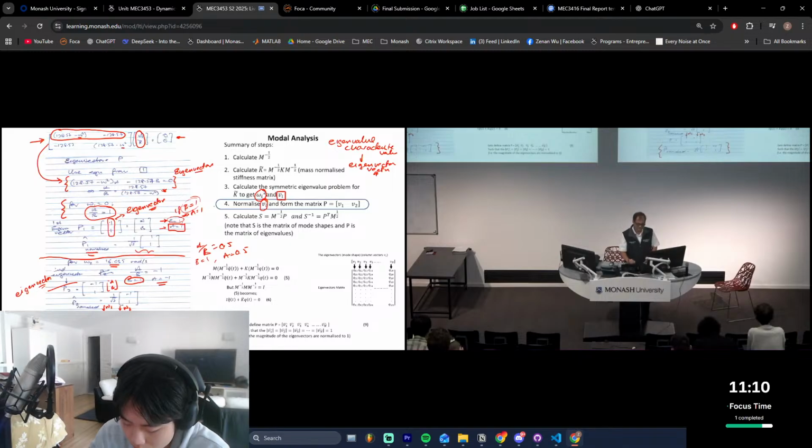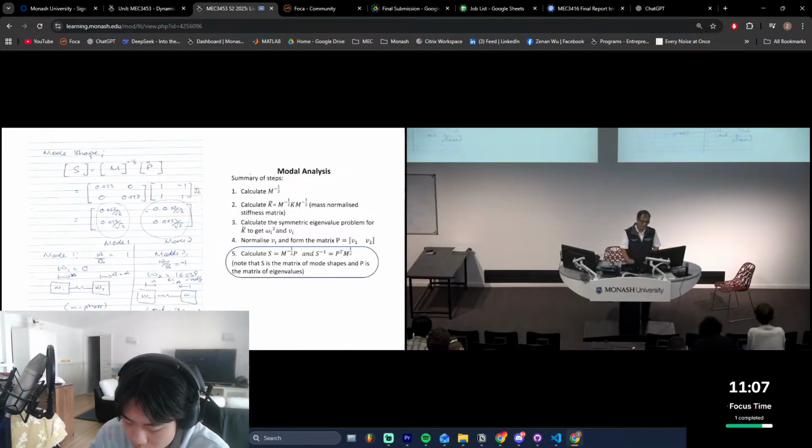Now that I have completed step number 4, I will move on to step number 5, which tells us to calculate this mode shape vector. The mode shape vector requires you to pre-multiply our normalized eigenvector matrix with the inverse square root of the mass matrix. So this is our mode shape. This is the inverse square root of the mass matrix, and this here is our normalized eigenvector.